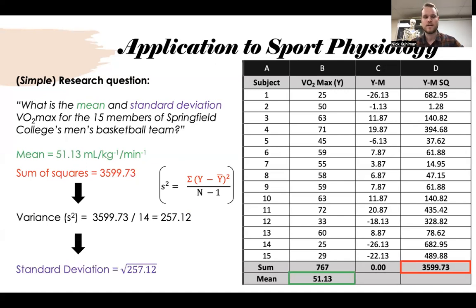And then finally, for standard deviation, we simply take the square root of that to arrive at 16.03 milliliters per kilogram per minute. So the mean is 51.13, and then the standard deviation is 16.03. Standard deviation, of course, is in units of the variable, so milliliters per kilogram per minute.